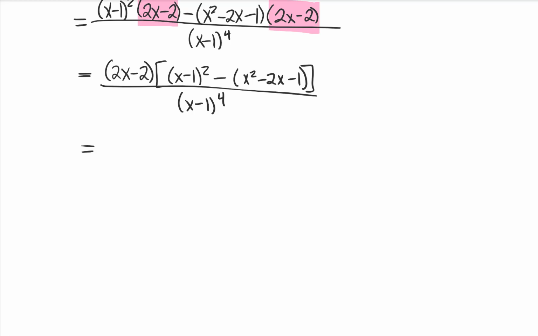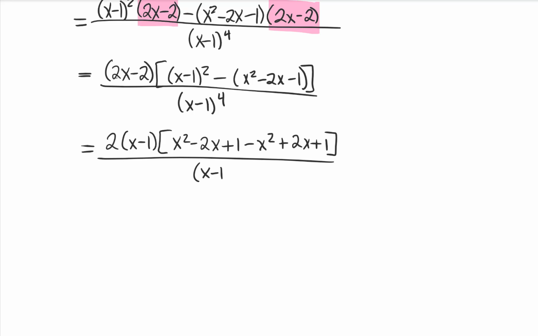Well, 2x minus 2 can be factored further. We can take a 2 out of that. Now we can expand the things inside the brackets. So why was factoring x minus 1 out so important? Because x minus 1 over x minus 1 to the 4th does reduce. You get x minus 1 to the 3rd in the denominator.